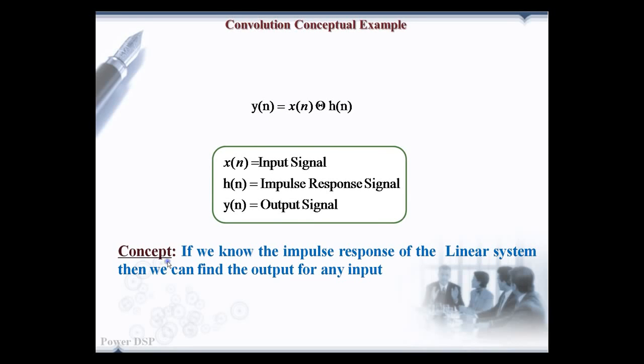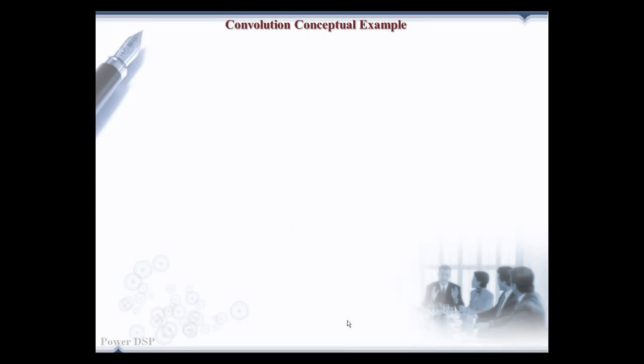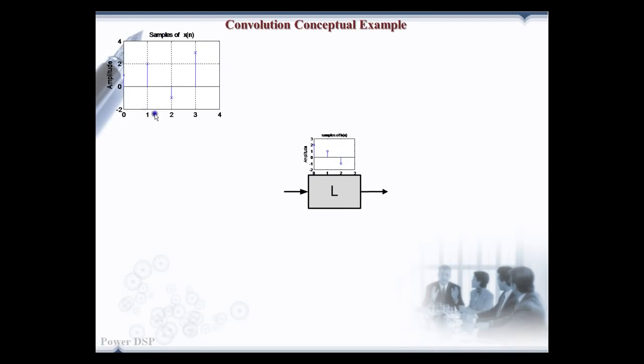The concept of convolution is that if we know the impulse response of the system, then we can find the output for any possible input. Let's prove this with an example. Let's take a linear system which is having an impulse response h of n. Now we take an input signal x of n with 4 samples. The goal here is to find the output for the input signal x of n.